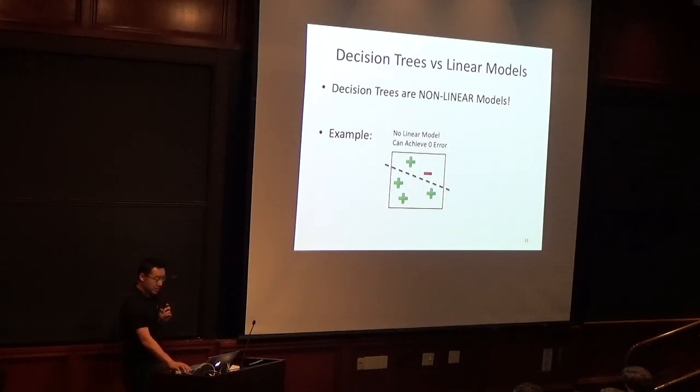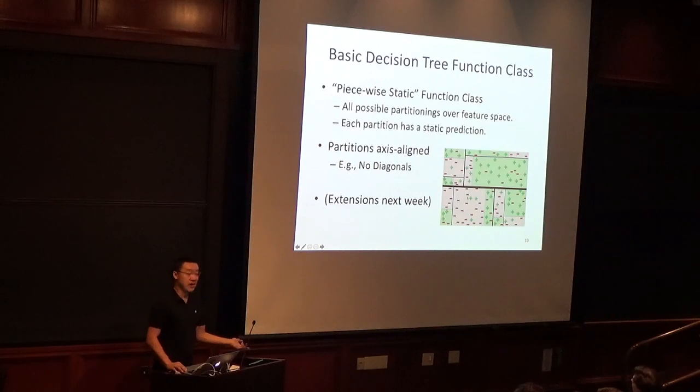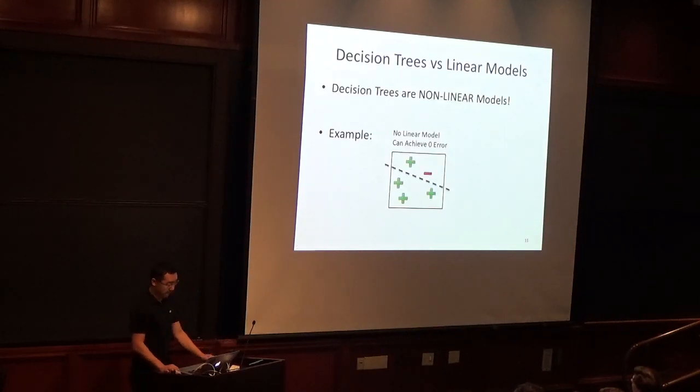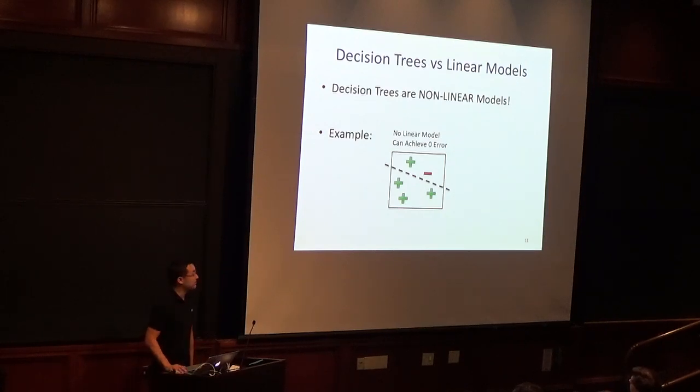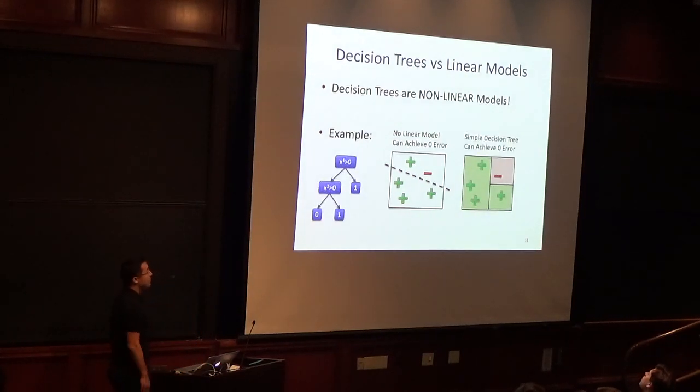Okay, so clearly this is a nonlinear model, right? This type of classification boundary is clearly nonlinear. You cannot model this using a single line. So you can create examples where even in 2 dimensions, there is no way for a linear model to achieve perfect classification accuracy or 0 training error. But of course, we can create a very simple decision tree in this example that can get perfect classification accuracy.